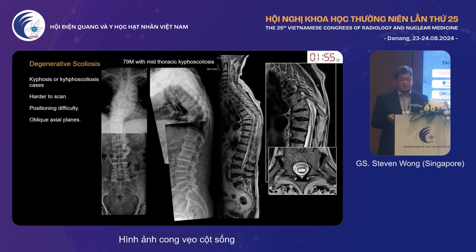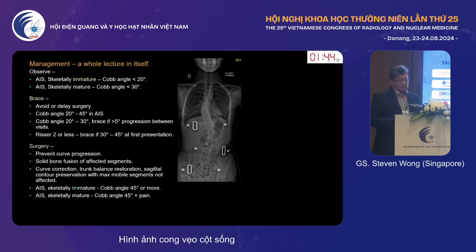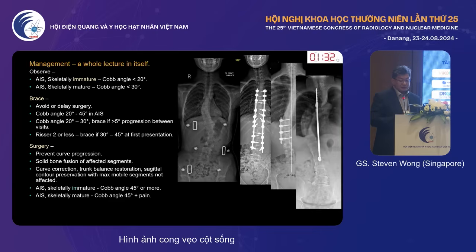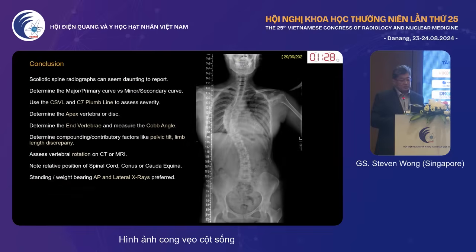Right, degenerative scoliosis patients are very hard for the technologists to position in the scan because they are very stiff. They usually have back pain and they cannot lie still for too long. So you have to tailor your sequence. Management is really not for me to talk about because I'm not a spine surgeon. There's a lot to talk about depending on the preferred surgical method within your hospital.